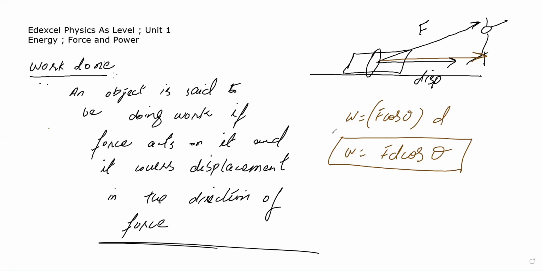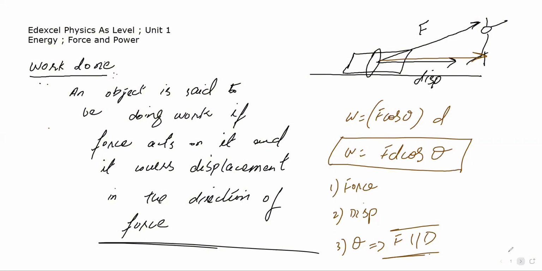Everybody knows that whenever work is being done, there are three conditions for that. First of all, there should be some force acting on the body for sure. The body should be covering some sort of displacement, and theta should be in a way that force is parallel to the direction of displacement. So that is what theta is. Right after that, let's talk about an example to sort that out.